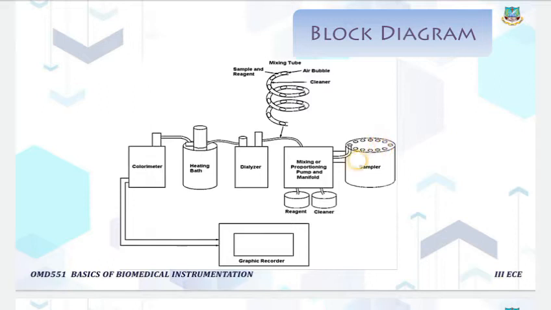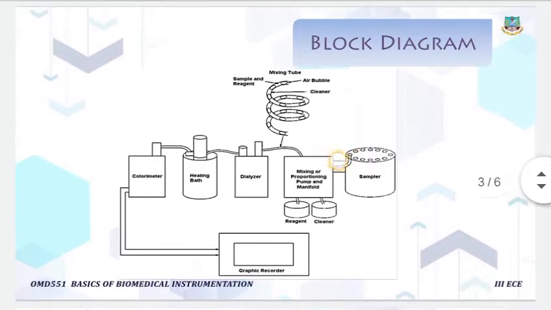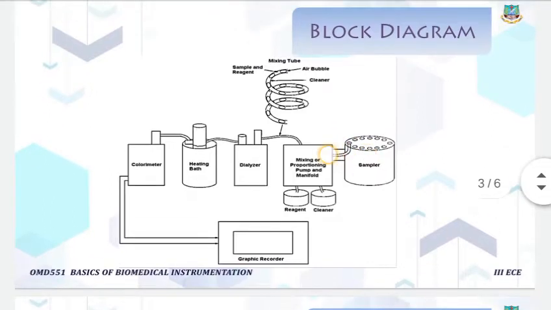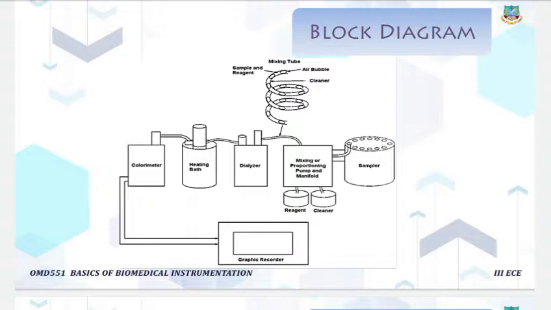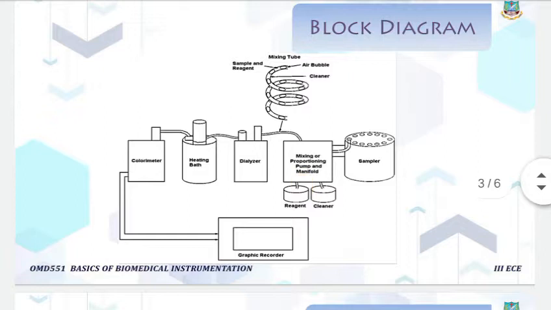Then this is passed to the mixing and proportional circuit. This mixing and proportional circuit is the heart of the auto analyzer. The proportionating pump is basically a simple peristaltic pump working simultaneously. It will take the first sample, then the second sample, and so on. In this pump, it mixes the samples with the reagent. Then there will be a cleaner.